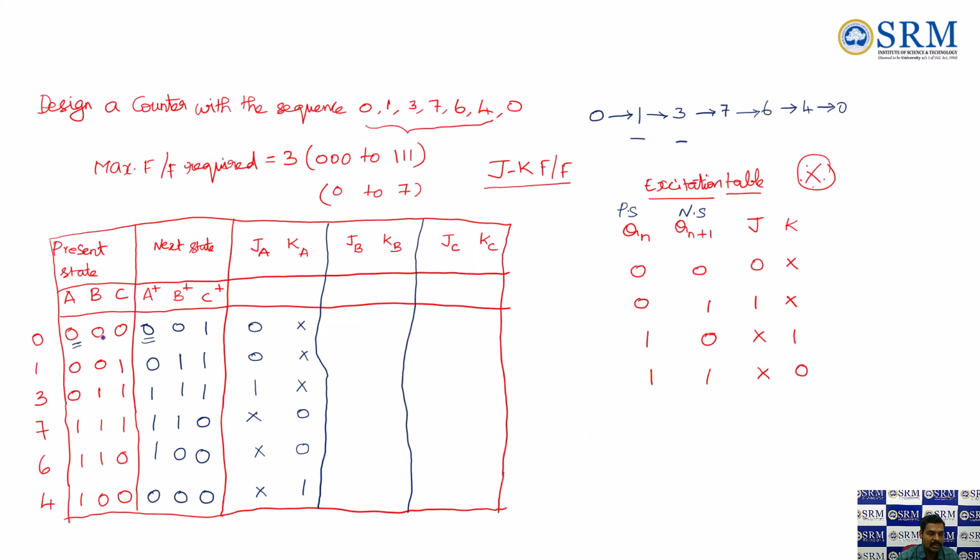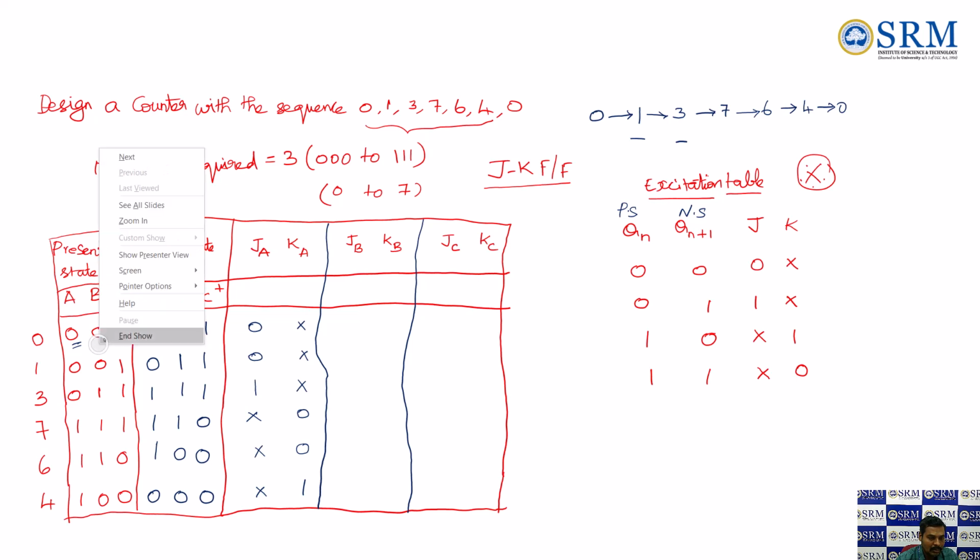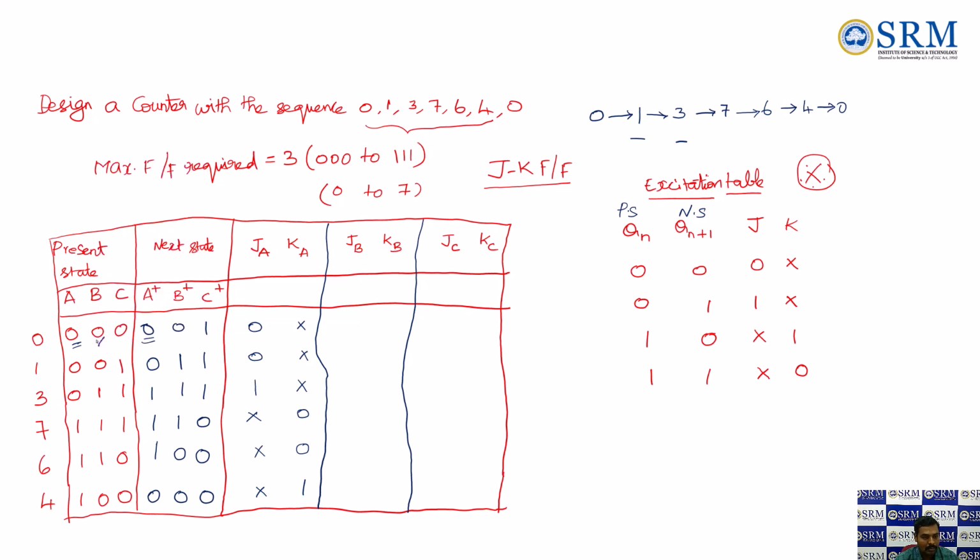Now I'm going to compare this 0 with this 0. Okay, so 0 0 again is 0, don't care. Next 0 1 is 1, don't care. Next 1 1 is don't care, 0. Then 1 1 is don't care, 0. 1 0 is don't care, 1. Next 0 0 is 0, don't care.